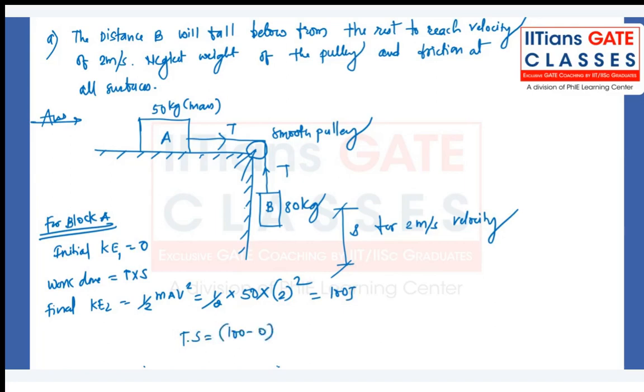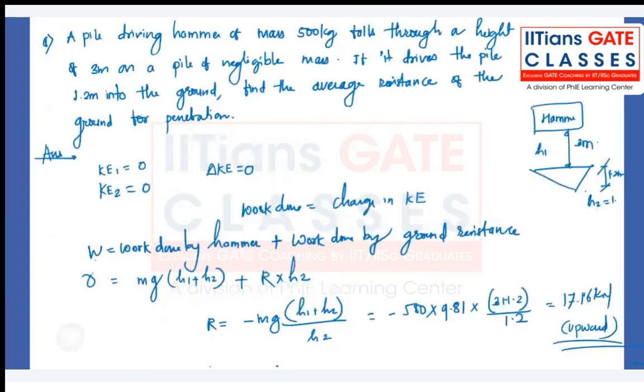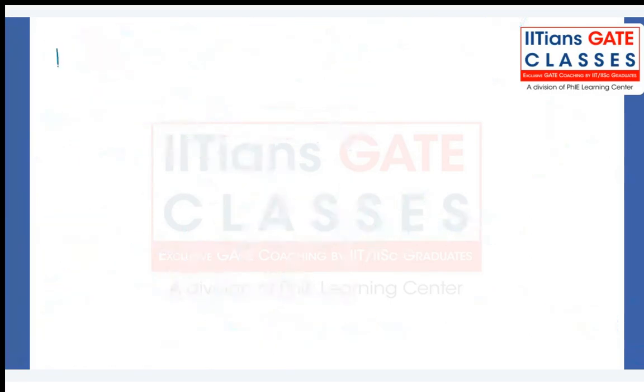So if you know the tension in the string, you will be able to calculate the distance. Okay, so T dot S is equal to 100. That is the first part. So if you consider now block B, we can clearly see here again kinetic energy 1 is equal to 0, and kinetic energy of the second block is 1/2 m v squared, that is 80 into 2 squared, and that is 160 joule.